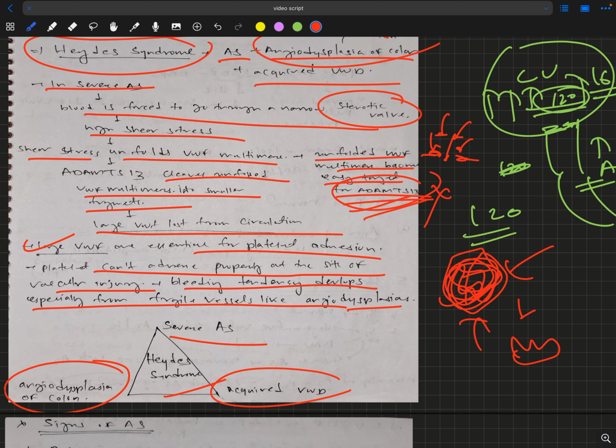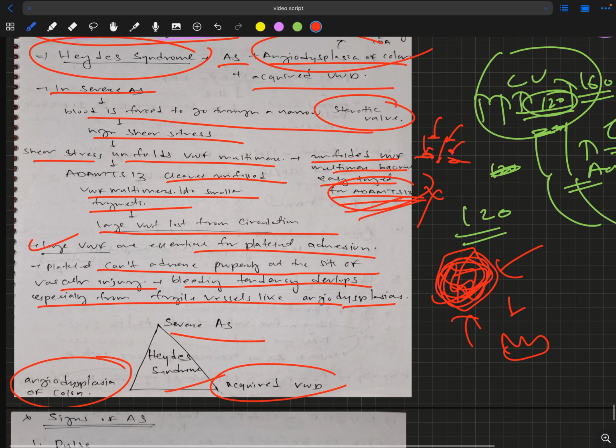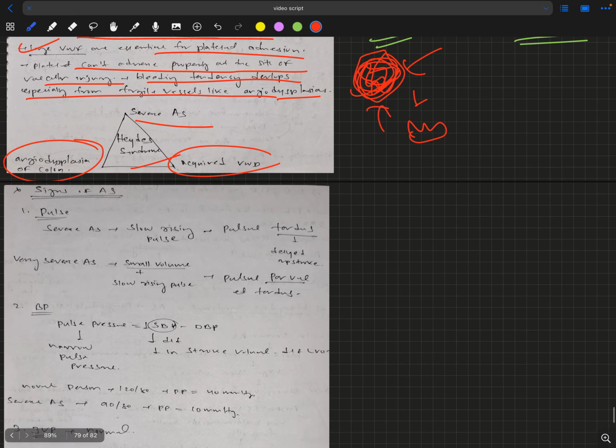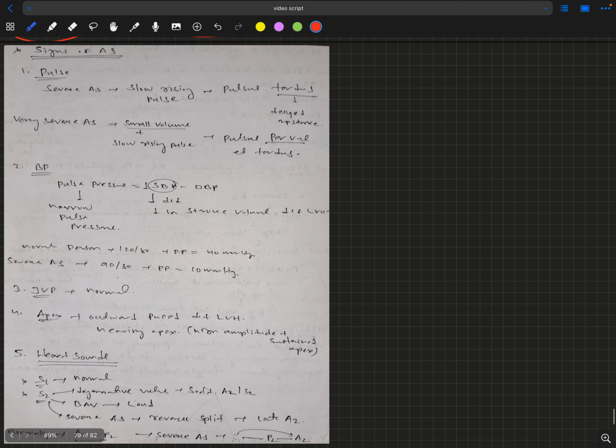E. coli O157:H7 or Shiga toxin. So that is a different topic. So this is Heyde syndrome. It is seen in case of aortic stenosis. Now what are the signs of aortic stenosis?